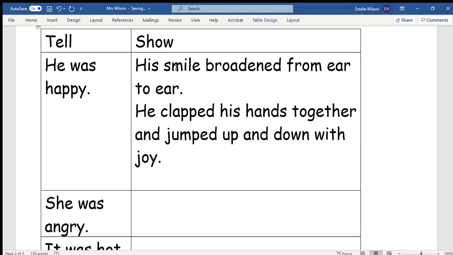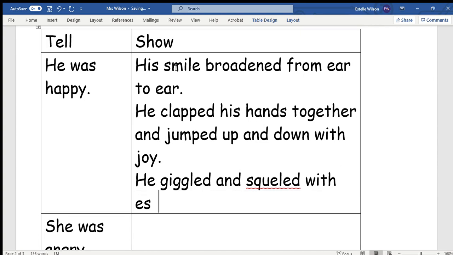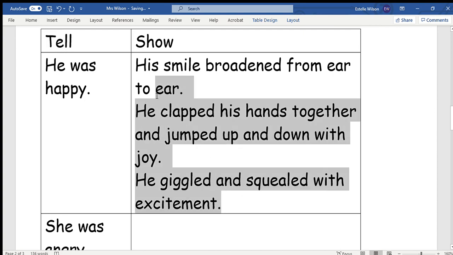Fantastic. Okay, and what might his voice be doing if he's really happy? I might put he giggled and squealed with excitement. Oh, I've made a spelling error there. That's not how you spell squealed, Mrs. Wilson. There we go. He giggled and squealed with excitement. All 3 of these are showing sentences. They're not telling us, but we're very clever and we can infer and figure out what this is telling us through the writing.